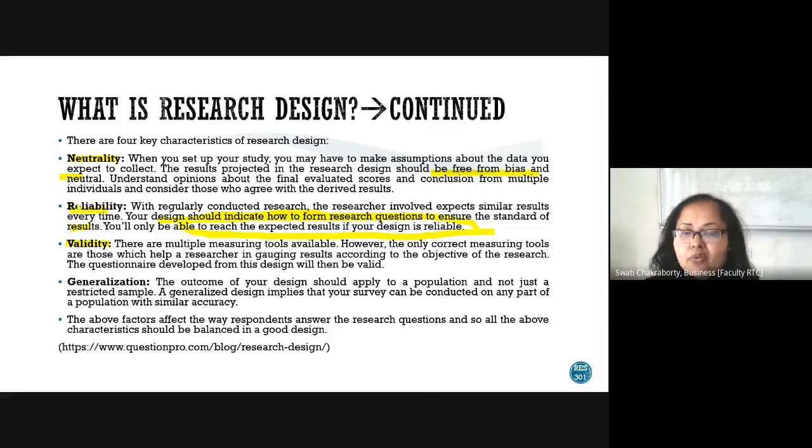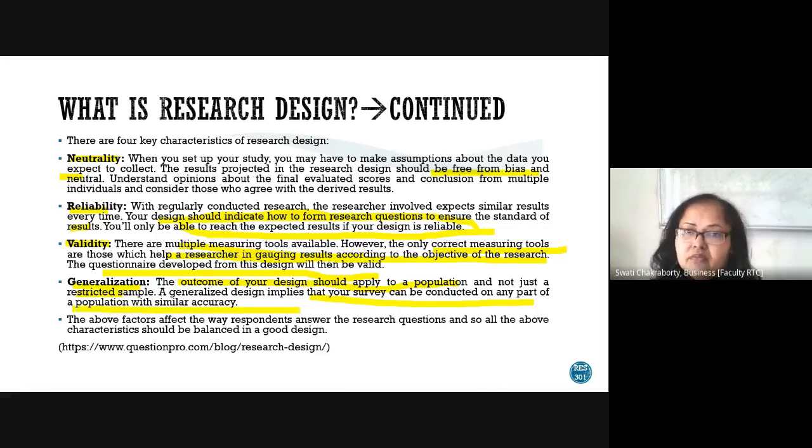Okay. Next comes validity. Now, there are multiple measuring tools available, but only the correct measuring tools are those which will help you in analyzing the results according to the objective of the research. Then the questionnaire developed from this design will be valid. The fourth point is generalization. Now, the outcome of your design should apply to the entire population, and not just to a restricted sample. When you can do that, that's called a generalized design, which implies that your survey can be conducted on any part of the population with similar accuracy.